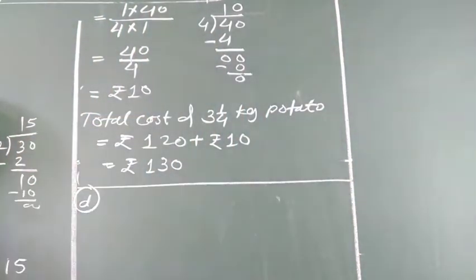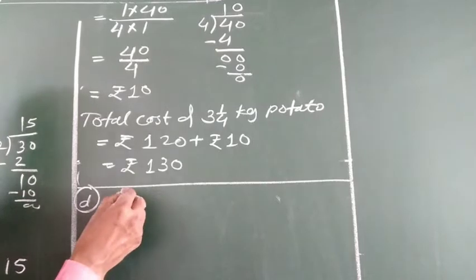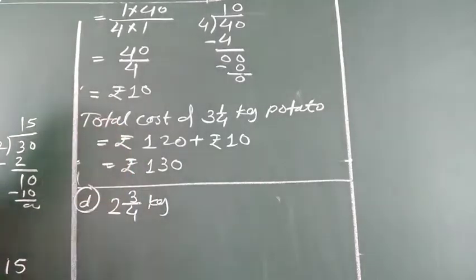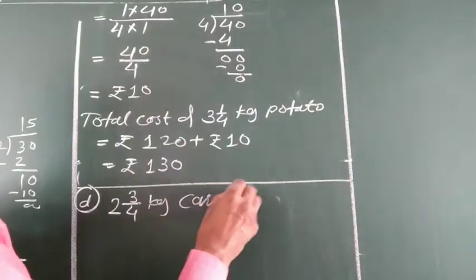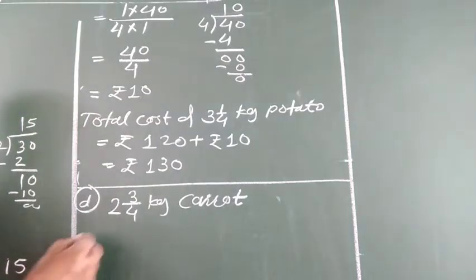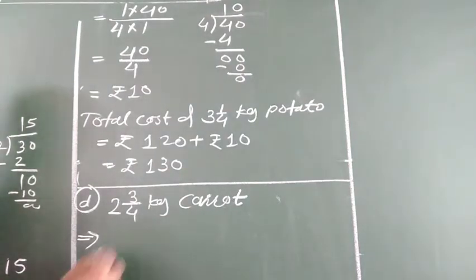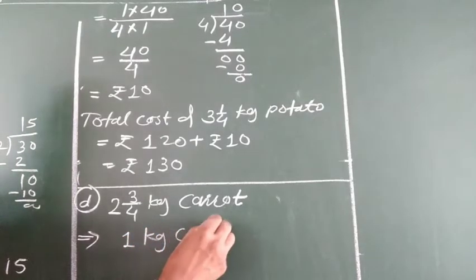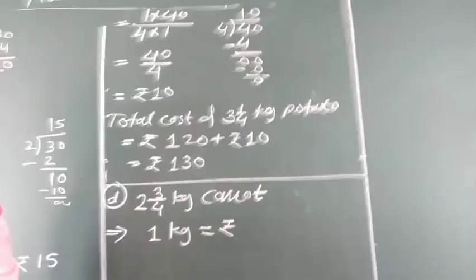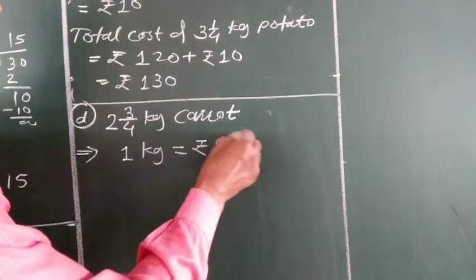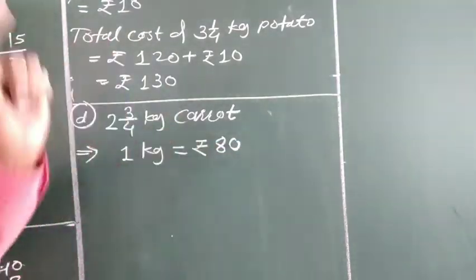Now number D. See, number D, 2 and 3/4 kg tomato, या फिर carrot. You can take any one item here. So we will take here carrot now. 3.25 kg carrot. So what is the cost of 1 kg carrot? 1 kg equal to how many rupees? See, it is carrot. It is rupees 80. So 1 kg carrot is equal to rupees 80.